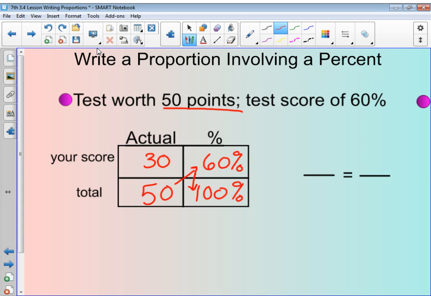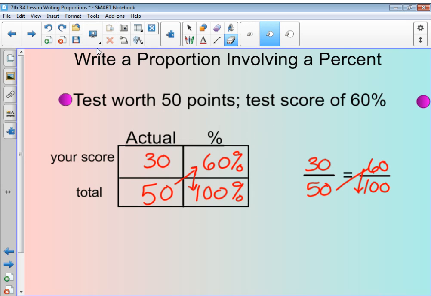actual score. So when I went through to do this, I had it set up as 60 over 100, and then here I knew the total of 50 points. Cross multiply is 3,000 divided by 100 would give me 30. So I got 30 out of 50.